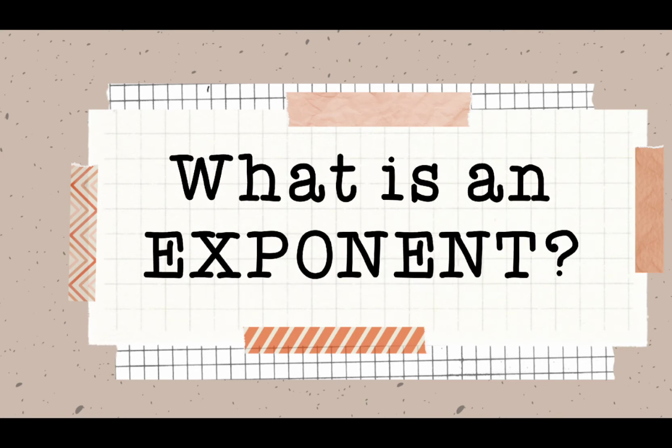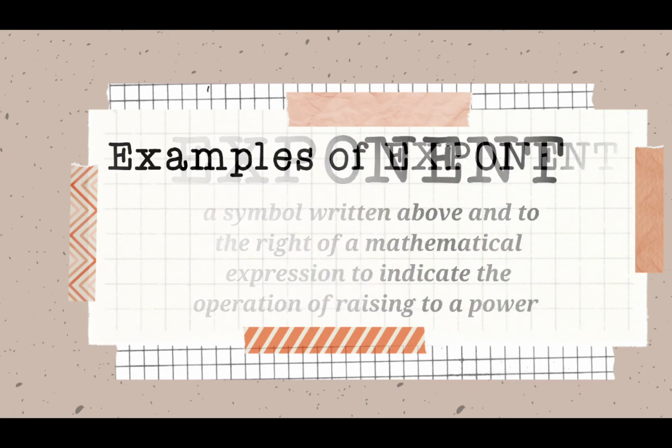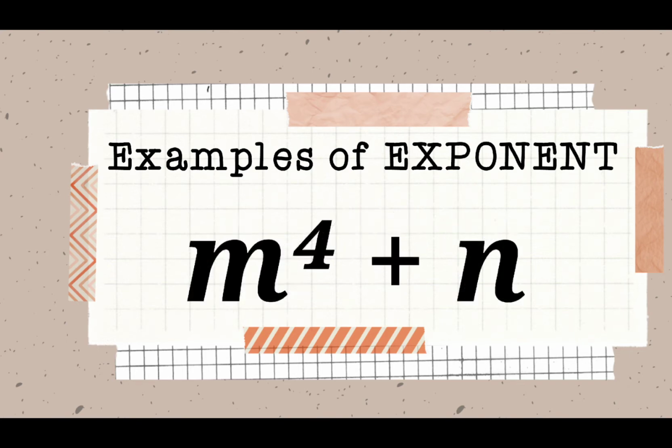And now, what is an exponent? An exponent is a symbol written above to the right of a mathematical expression to indicate the operation of raising to a power. Here is an example of an exponent. 4x squared minus 7. Our exponent here is the number 2 above x. Our second example is m raised to 4 plus n. Our exponent here is 4.